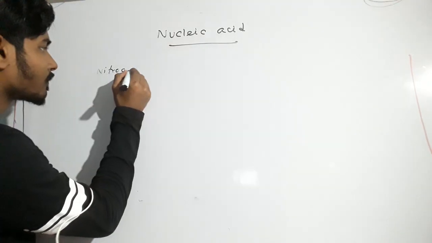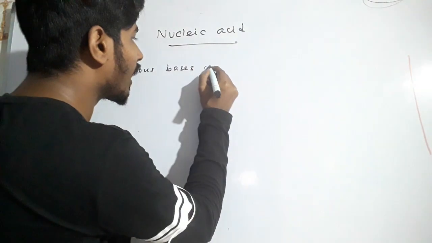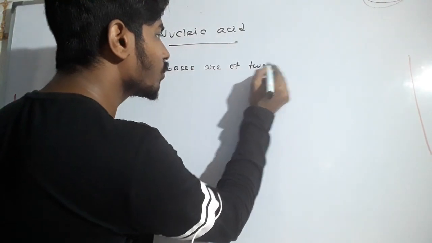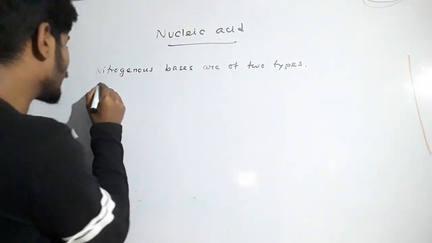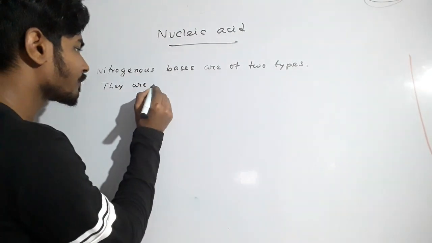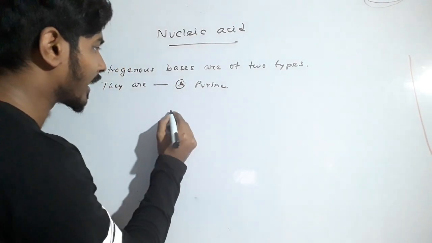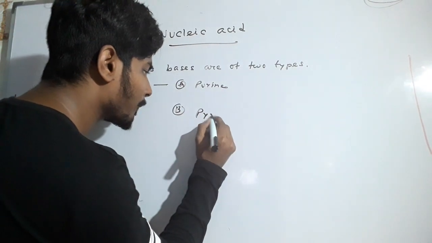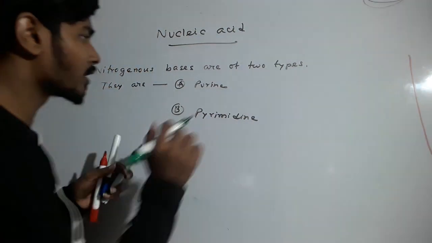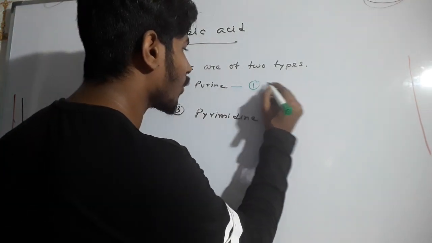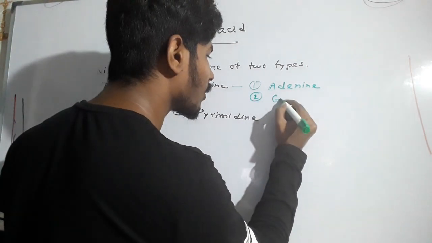Nitrogenous bases are of 2 types. One is purine, and another is pyrimidine. Now, there are 2 purines. Number one is adenine, number 2 is guanine.